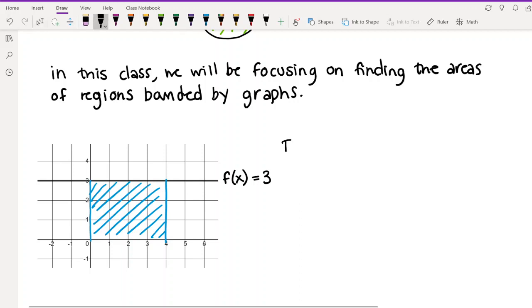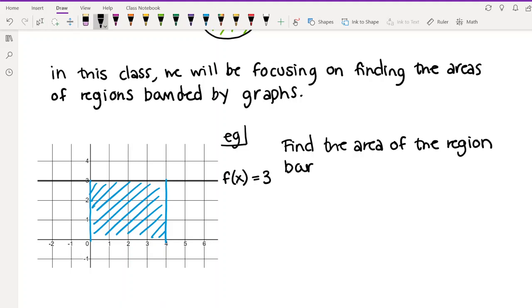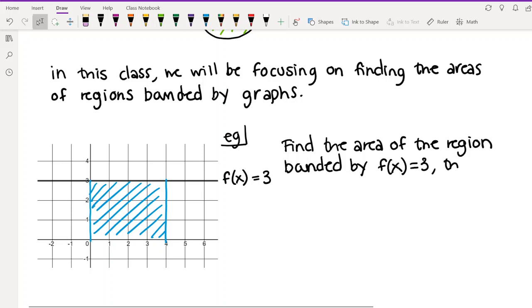So if we wanted to find the area of the region bounded by the function f of x is equal to 3, the x-axis, x is equal to 0, that would be a vertical line, and x is equal to 4. That would be the region that we just highlighted in blue, right?